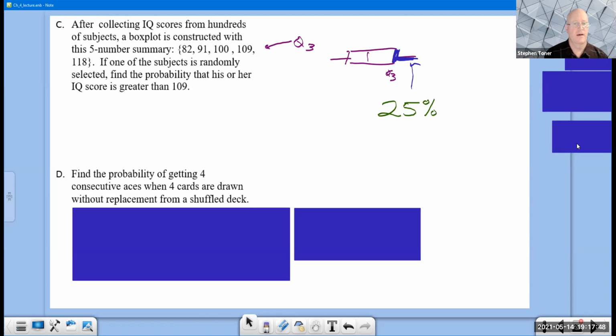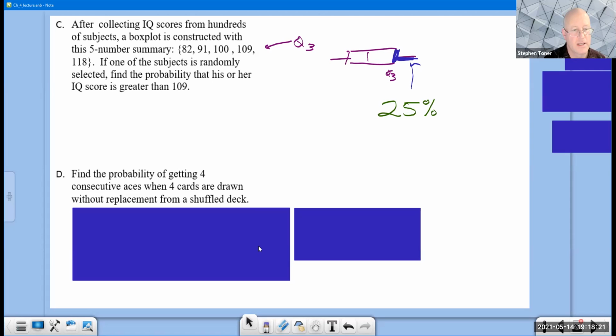Finally, we're asking what is the probability of getting 4 consecutive aces when 4 cards are being drawn without replacement from a shuffled deck. Okay, well, let's think about it. A shuffled deck, we begin with 52 cards, and there are 4 aces to choose. If we choose an ace, there's only 3 left, but then we're down to 51 cards. And then there are 2 left out of the 50 cards, etc.